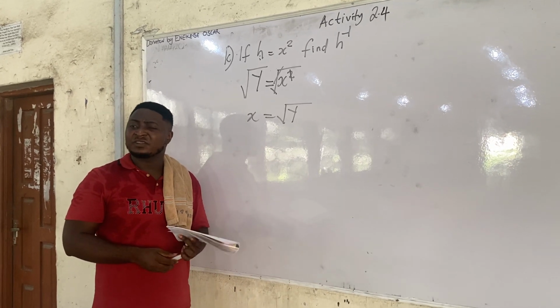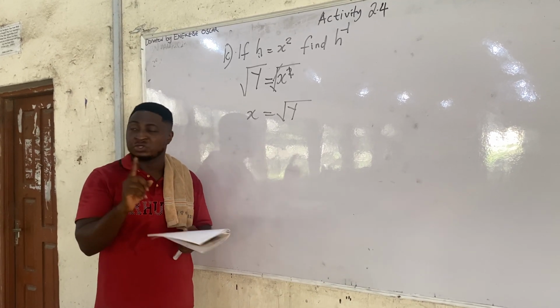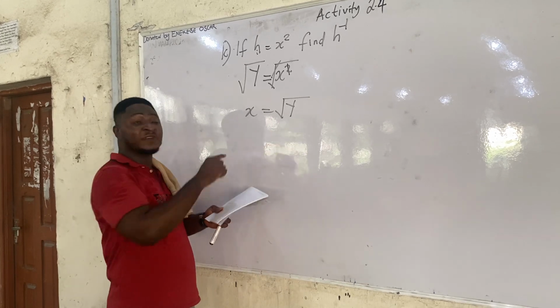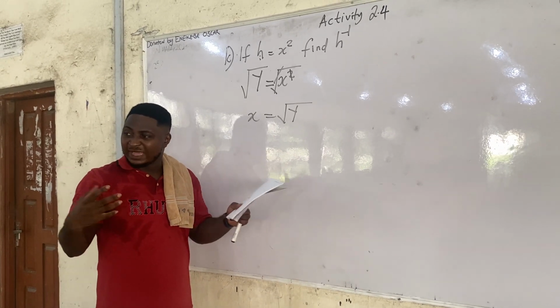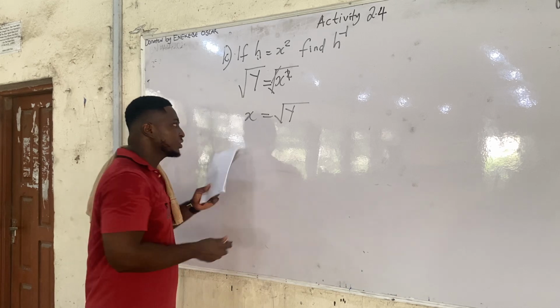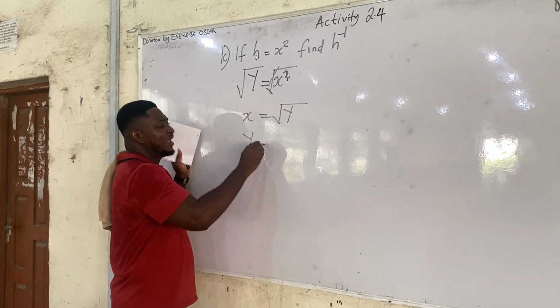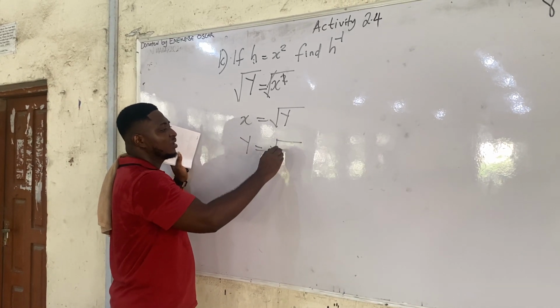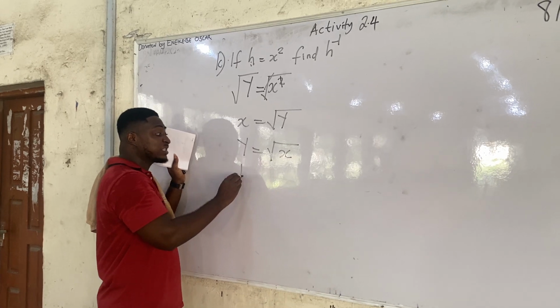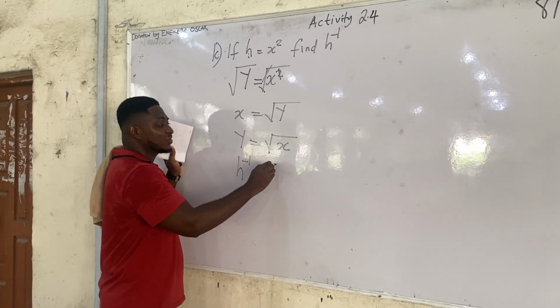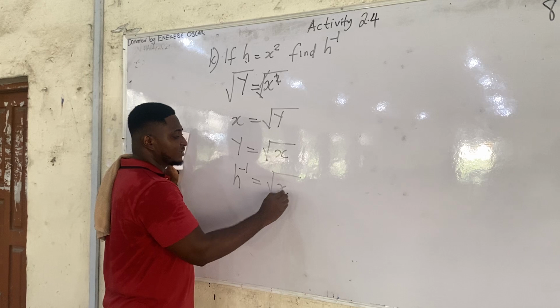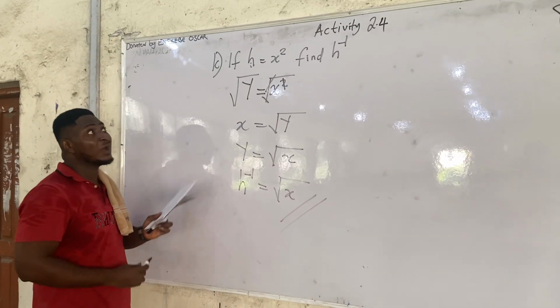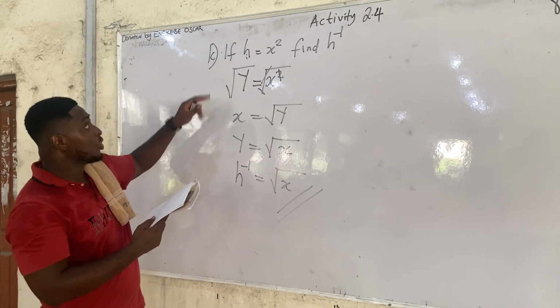After making x the subject of the formula, the last step in finding the inverse of a function is to interchange the positions of x and y. Let x and y exchange positions. So y will come outside, x will go inside the square root. Therefore we have just gotten our h inverse as the square root of x. And this is the solution to activity 2.4, question 1c.